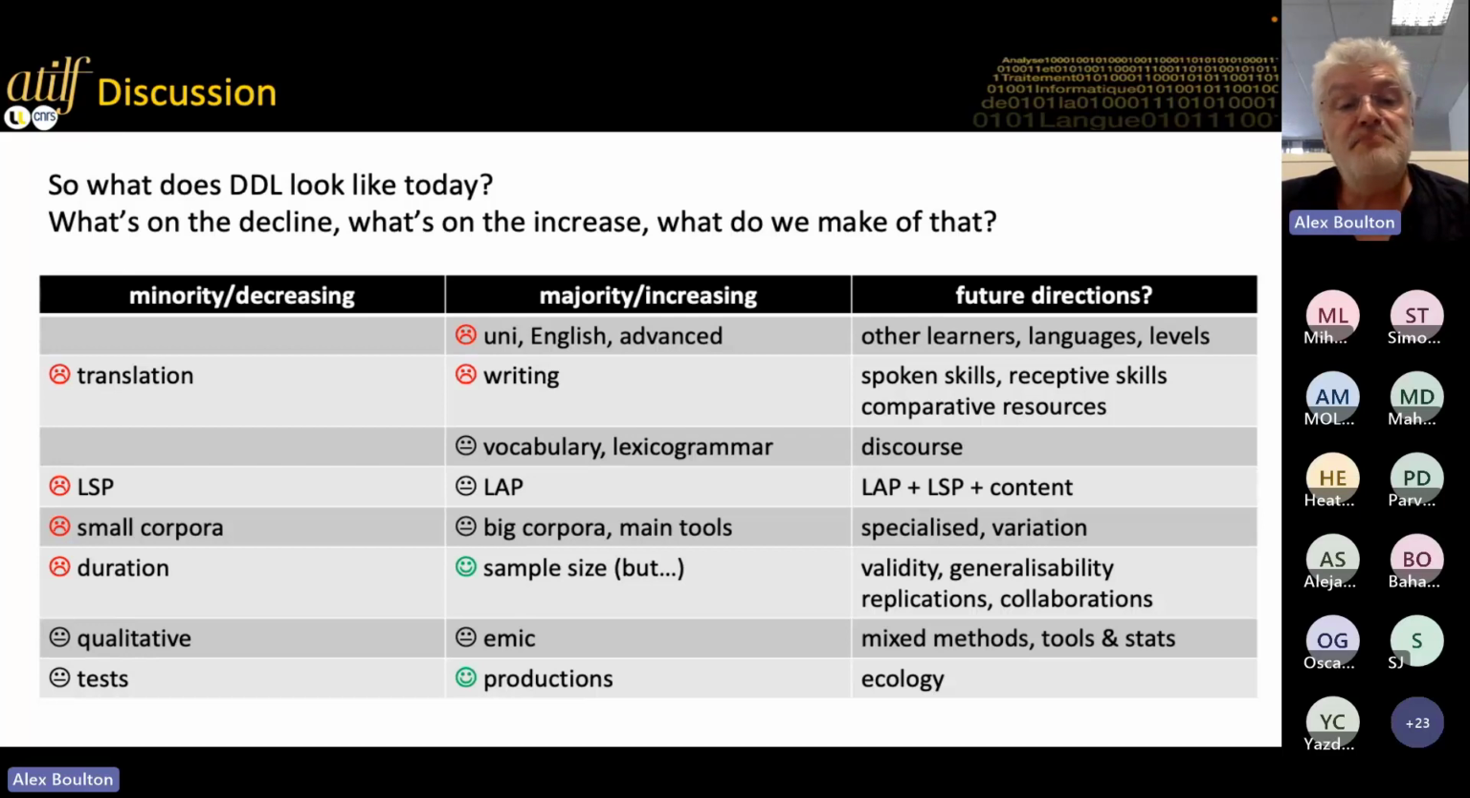Fewer qualitative studies, more emic studies. What about mixed methods and the tools and statistics appropriate for that? Pre-test, post-test, well, that kind of test is going down. We're looking more at productions, which is perhaps a good thing because it's more ecological. And I think I'm on 48 minutes.